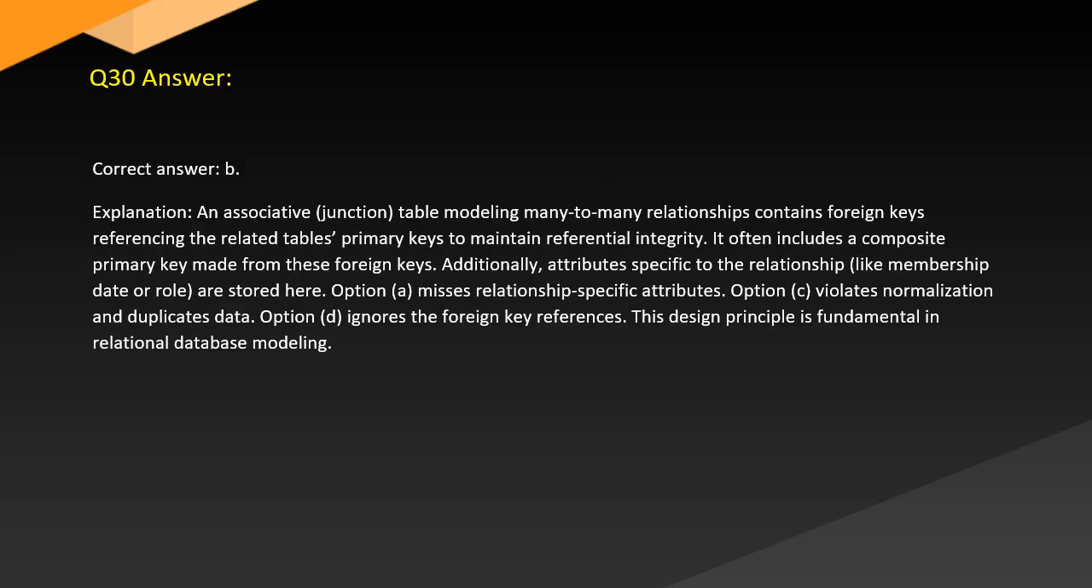Answer. Correct answer B. Explanation. An associative junction table modeling many-to-many relationships contains foreign keys referencing the related tables' primary keys to maintain referential integrity. It often includes a composite primary key made from these foreign keys. Additionally, attributes specific to the relationship, like membership date or role, are stored here. Option A misses relationship-specific attributes. Option C violates normalization and duplicates data. Option D ignores the foreign key references. This design principle is fundamental in relational database modeling.